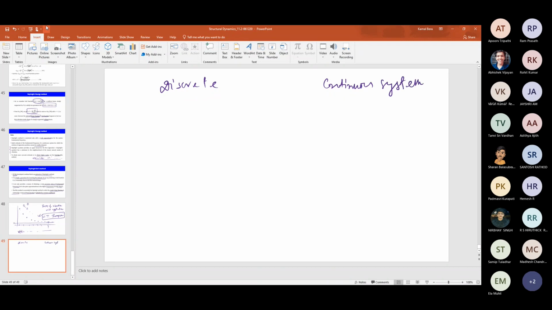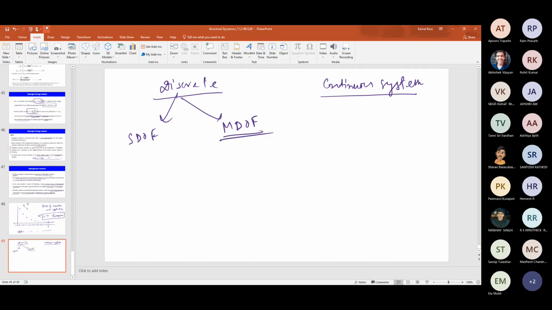So here the mass and stiffnesses are discretized. You can find out the stiffness here and the mass separately, but here you cannot find out. Here it is all distributed, right? Distributed parameter system. So there we discuss the single degree of freedom system and the multi degree of freedom system.